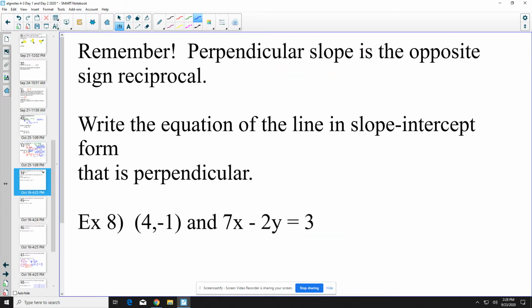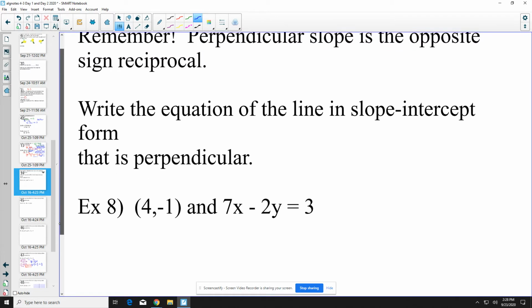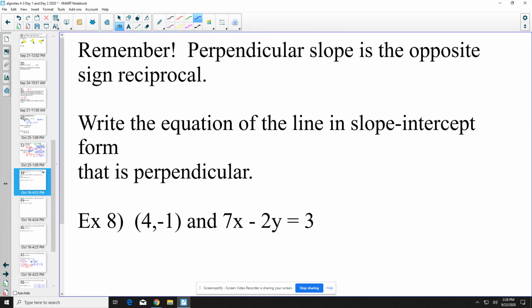Okay. Now what I want you to do is put a number 8. I know the numbers aren't going in order, but that's okay. Math teachers sometimes have problems numbering.